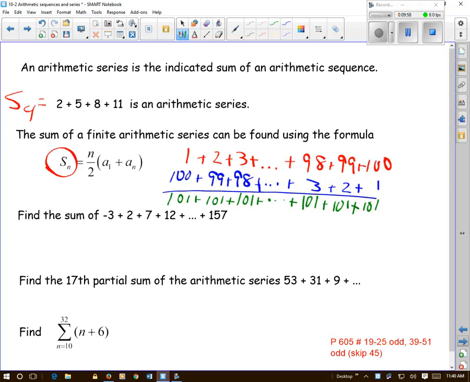1, 2, 3 for each 101, matched up. They're still 100 101s there. Here's 1, 2, 3, 4, 5, and on up to 98, 99, 100 of them. So there are 100 101s. Times 101.